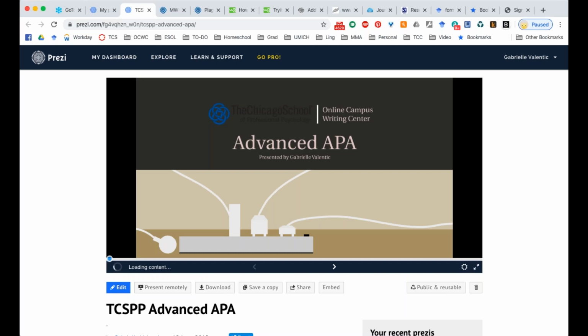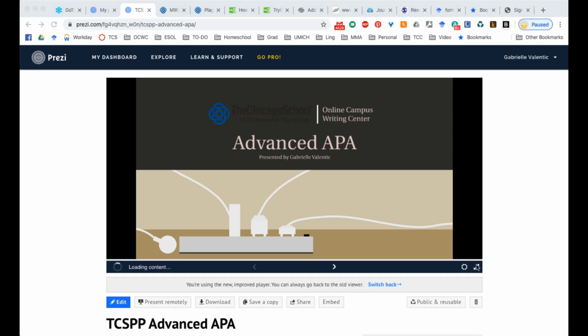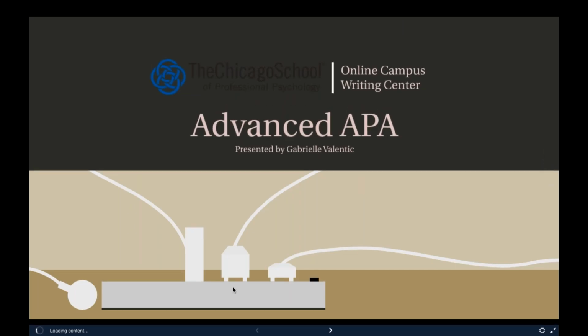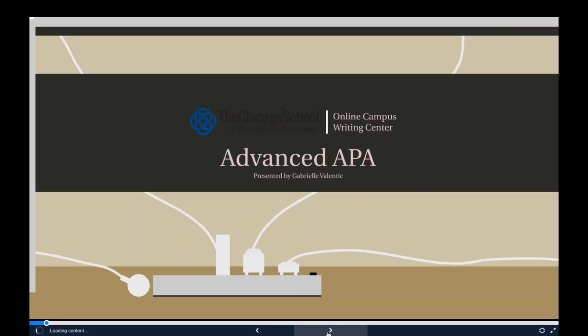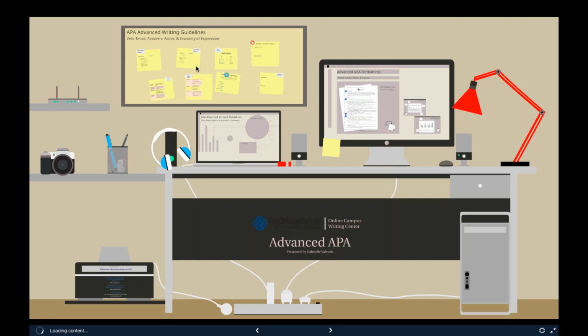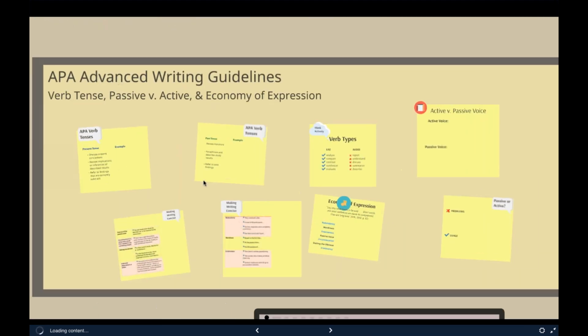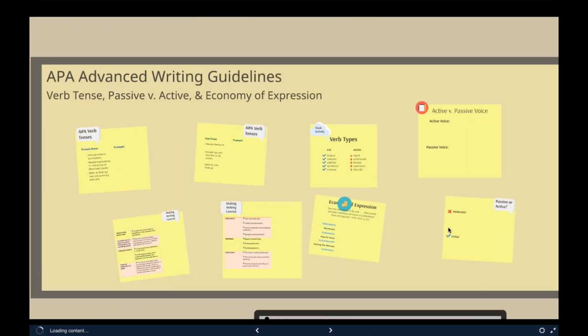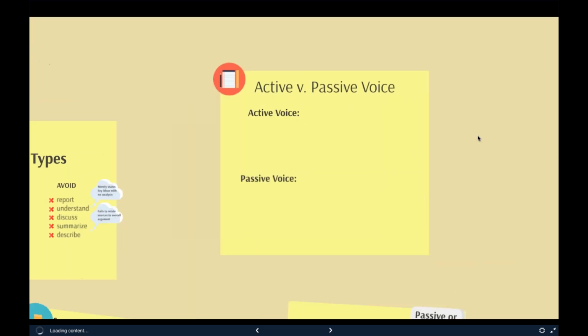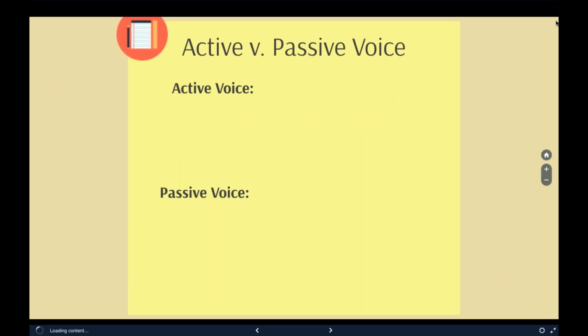Typically, we cover passive and active voice when we're talking more about style than talking about the pieces of academic writing. So passive versus active is actually something more related to APA style than anything else. Okay, so let's review active versus passive voice.